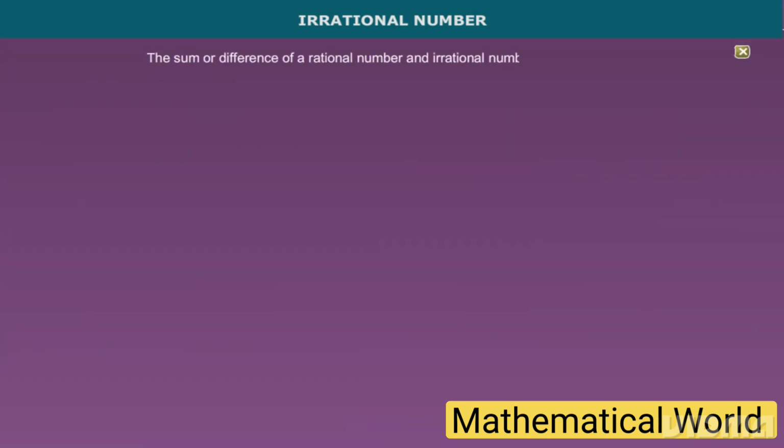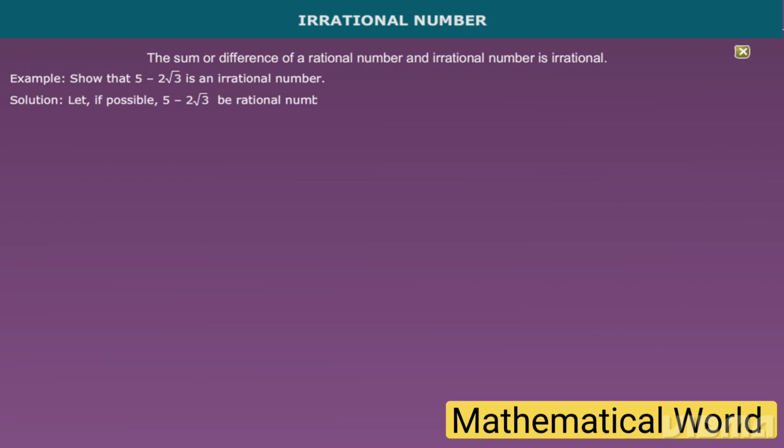The sum or difference of a rational and irrational number is irrational. Let us learn this concept through this example. Show that 5 minus 2 root 3 is an irrational number. Solution. Let, if possible, 5 minus 2 root 3 be a rational number. So we can find p and q, where q is not equal to 0, such that 5 minus 2 root 3 is equal to p by q.